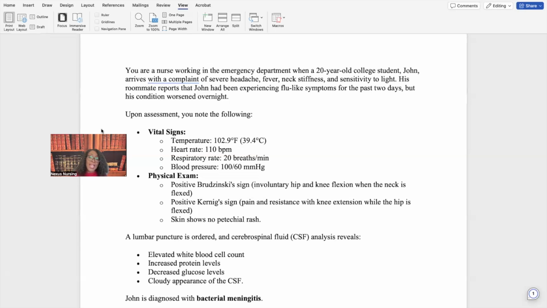So anyway, that is meningitis in a nutshell. I have about half an hour to prepare for my review that's coming up. So I hope that this was helpful for you.